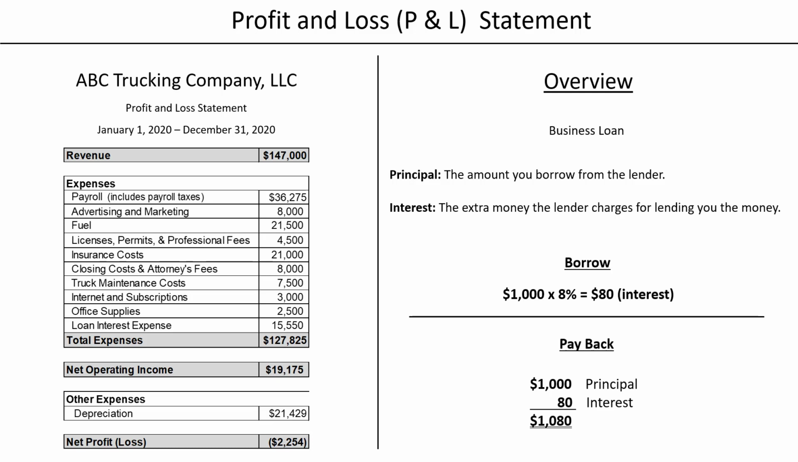The $80 is an expense to the business and is recorded in the expenses section of the profit and loss statement. The $1,000 principal is considered an exchange of funds. The lender gave it to you, you gave it back.